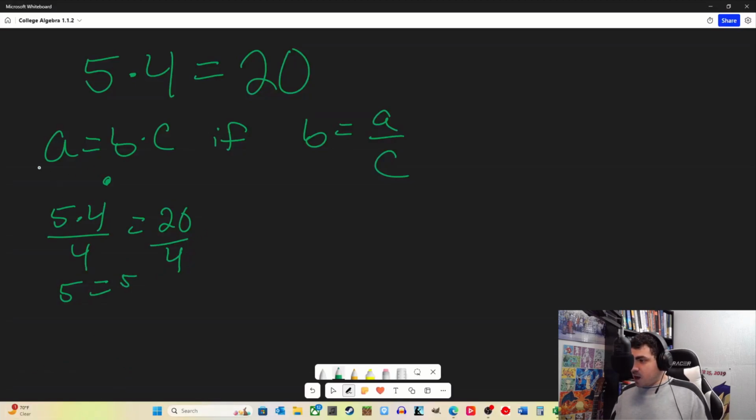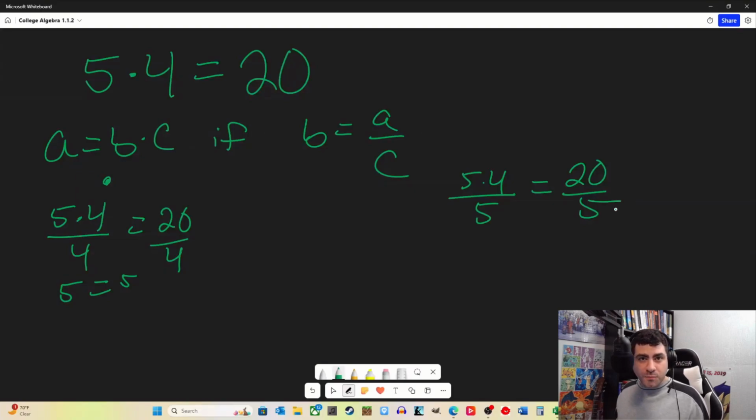So here's an example of A equals B times C if B equals A divided by C. Now, what if we did it the other way? We could have taken 5 times 4 divided by 5 equals 20 divided by 5. Always do this.